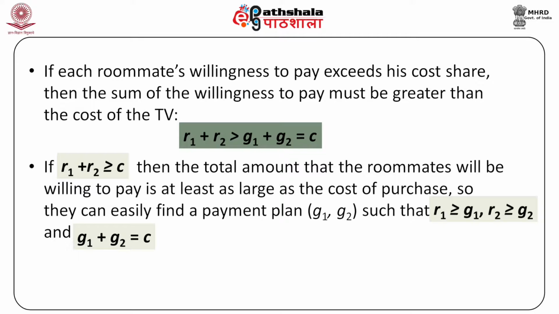If R1 + R2 ≥ C, then the total amount that the roommates will be willing to pay is at least as large as the cost of purchase. So they can easily find a payment plan (G1, G2) such that R1 ≥ G1, R2 ≥ G2 and G1 + G2 = C.